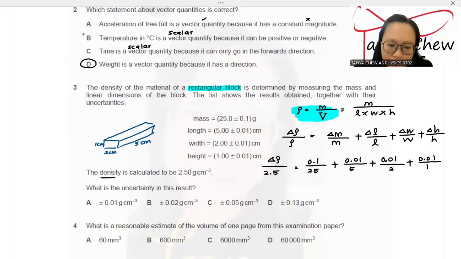So what you do next is you just add everything together, then multiply by 2.5 and round it off to one significant figure. Another rule for absolute uncertainty is that the final answer must be in terms of one significant figure, which is 0.05 gram per cm cube. So the answer is C.